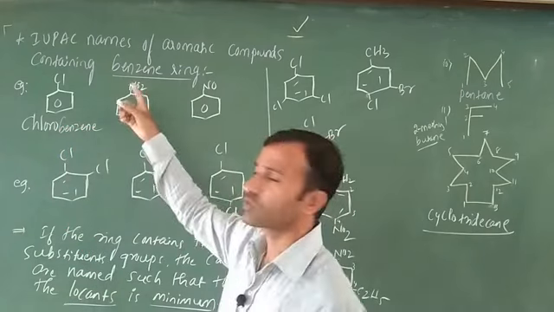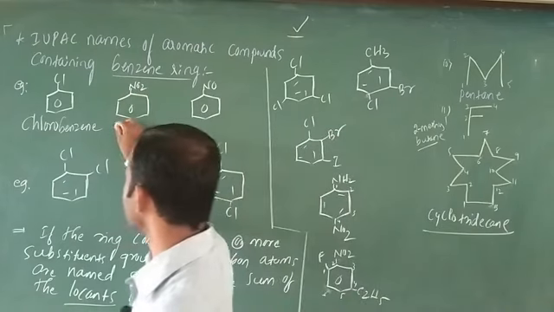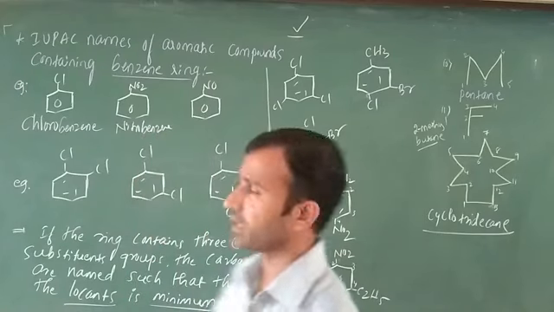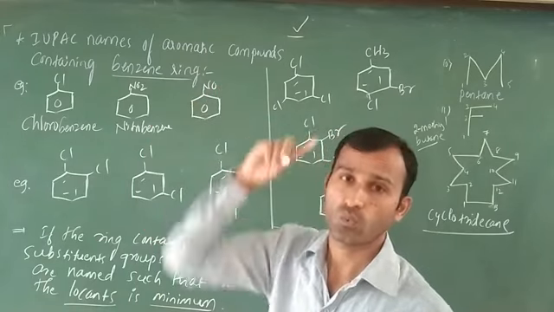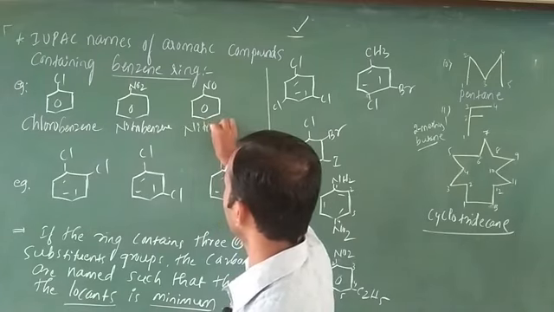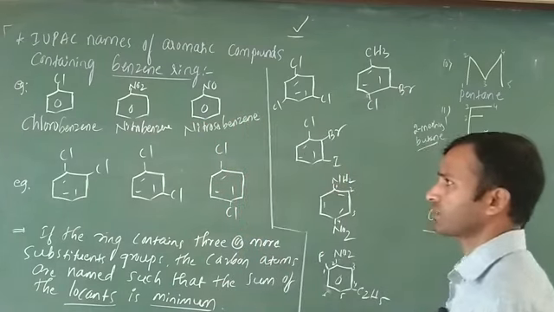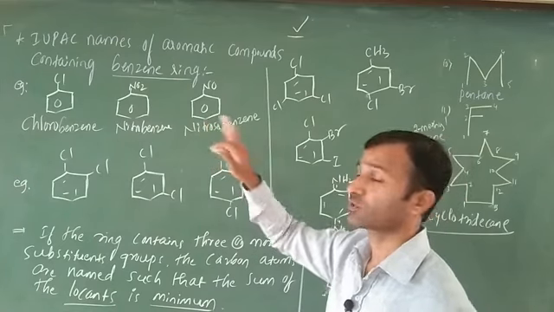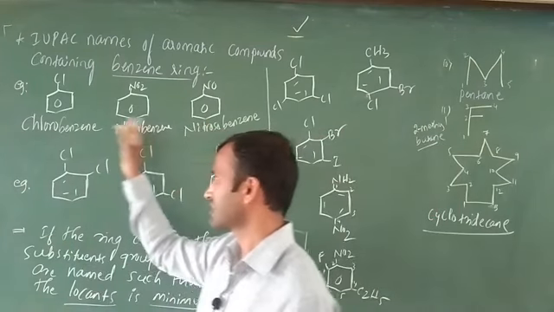Now tell me, NO2 is there. What is the name of NO2? Nitro. That is why in this case nitrobenzene. Okay, next after that, here NO2 is there, here NO is there. NO means nitroso. Bear in mind, NO means nitroso. Nitrosobenzene. Okay. Chlorobenzene, nitrobenzene, nitrosobenzene. Bear in mind, this one indicates nitroso.